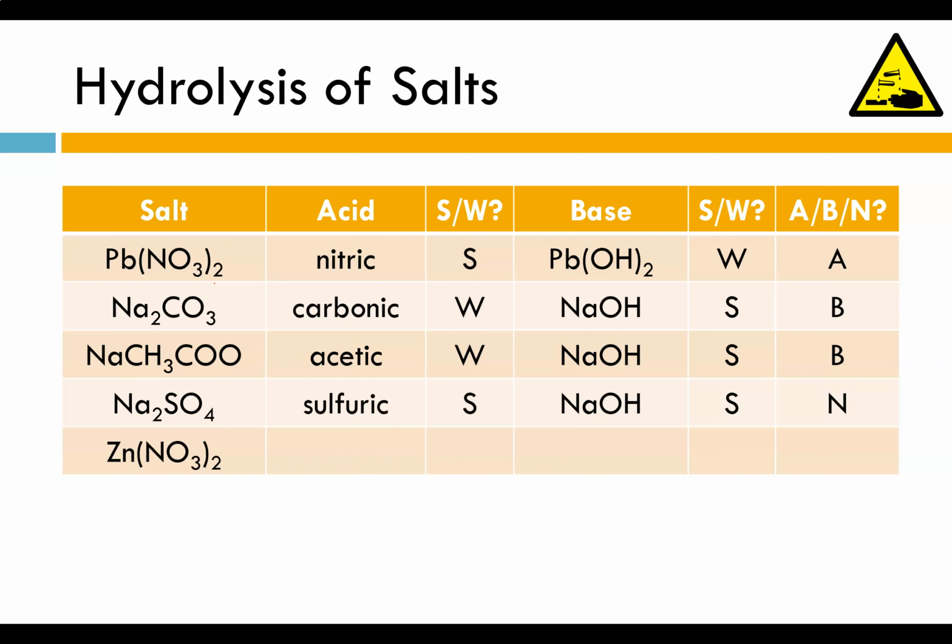And last, we've got zinc nitrate. Again, nitric acid, a strong acid, is the acid that must have been present to produce the salt. The base, Zn(OH)2, zinc hydroxide. Not a group 1 or group 2 metal, so that's going to be a weak base. So if I've got a strong acid and a weak base, that should give me an acidic salt. So if I dissolved the zinc nitrate in water and tested the pH, it would be below 7.